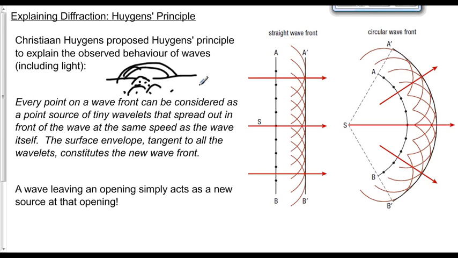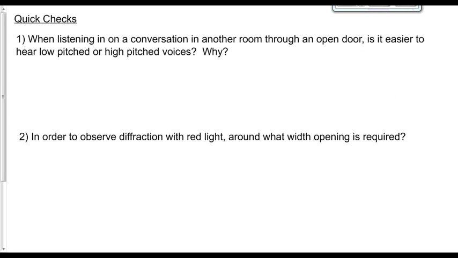So that kind of explains the why of diffraction now. So let's do a quick little quiz here, quick check. Two things I want you to think about. When listening in on a conversation in another room through an open door, would it be easier to hear low-pitched or high-pitched voices, and why? And in order to observe diffraction with red light, around what width opening is required? So approximately how wide would that opening need to be?